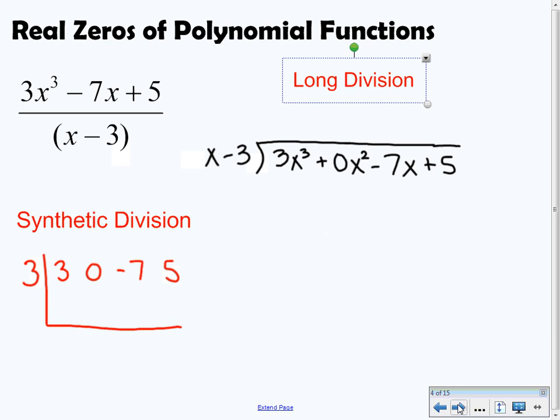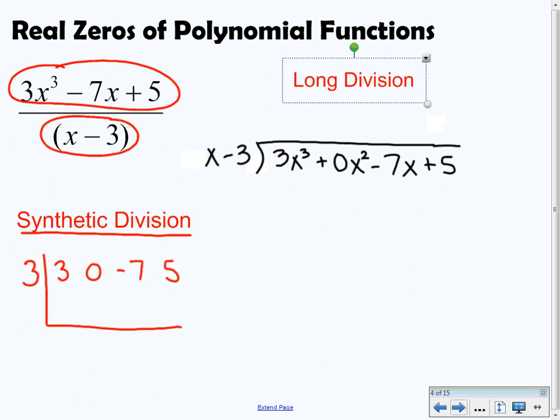Real zeros of polynomial functions. We're trying to find zeros of polynomial functions. And what we're going to do here is we're going to take this polynomial and we're going to try to see if x minus 3 divides into it. In other words, we're trying to see if 3 goes into this and makes it a 0, if 3 is a 0. And we got two ways of doing this. One is long division, and one is synthetic division.